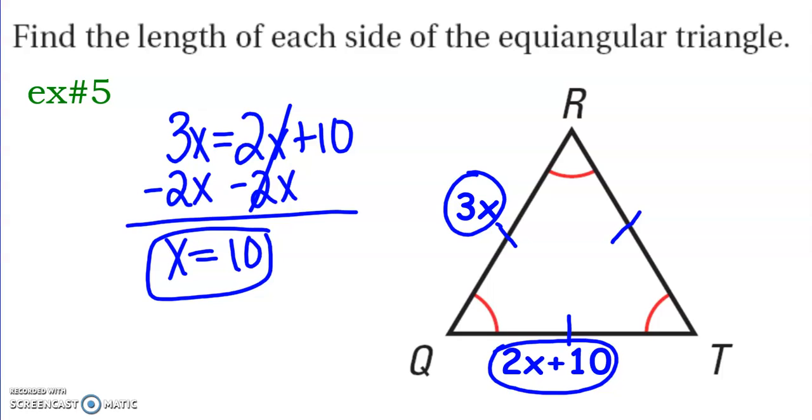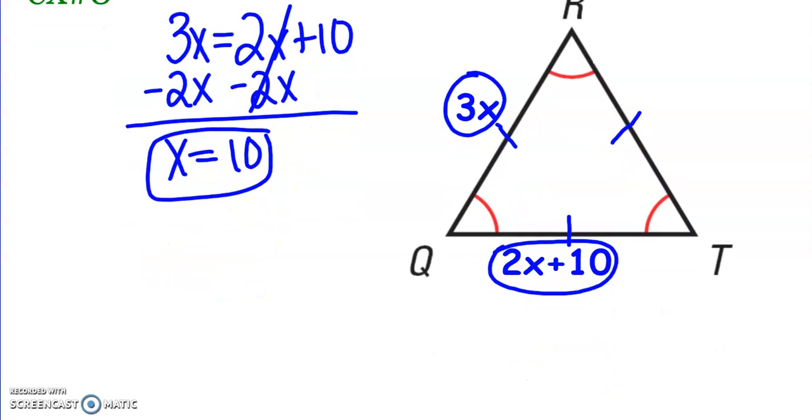Now you can always check. So if x equals 10, plug 10 back in here. 2 times 10 is 20, and 20 plus 10 is 30. And 3 times 10 is 30. So, sure enough, we got 30 and 30, so we got congruent side lengths, which means that our x value is correct.